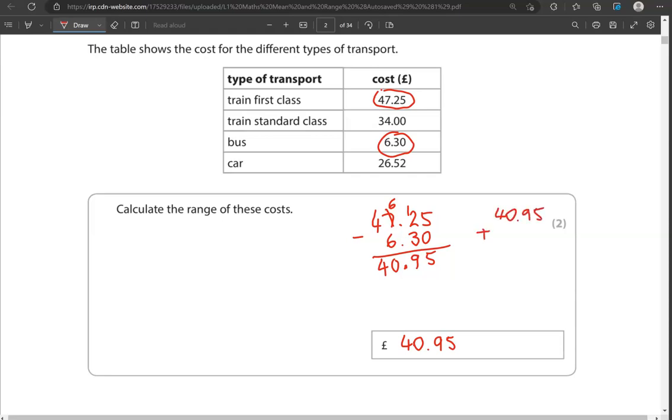£40.95, add, so that's the reverse, £6.30. 5 and 0 is 5. 9 and 3 is 12. 1 and 6 is 7. 4 and 0 is 4. So that proves that we've done this correctly.